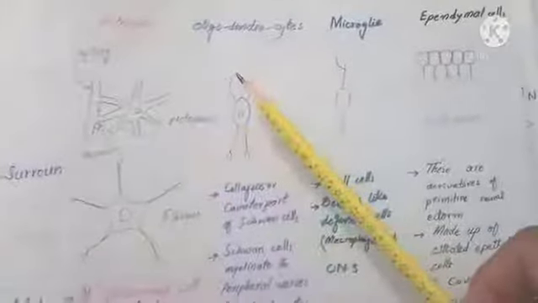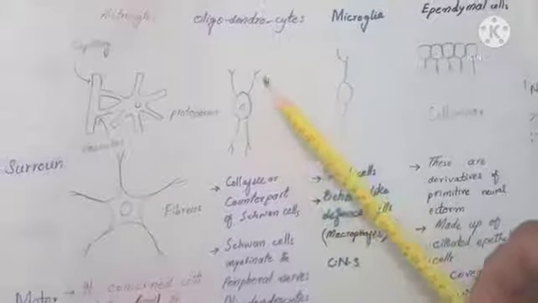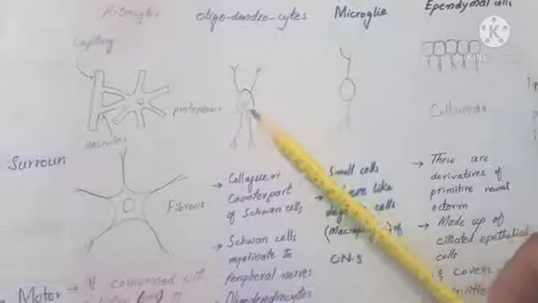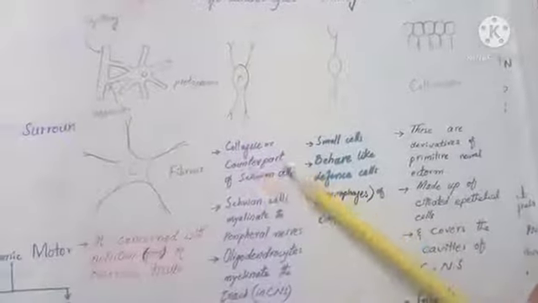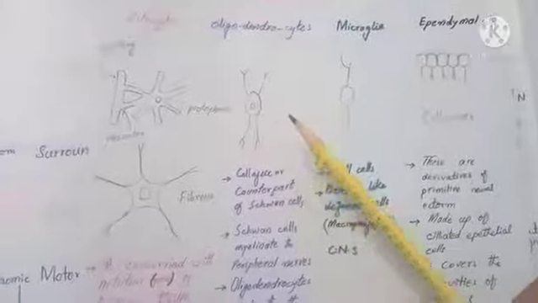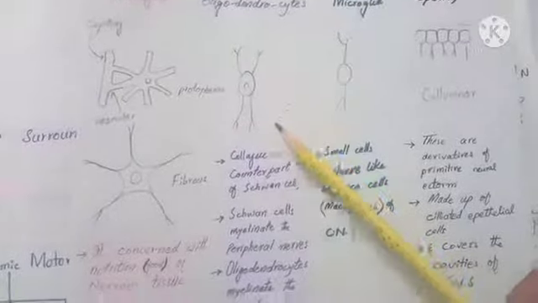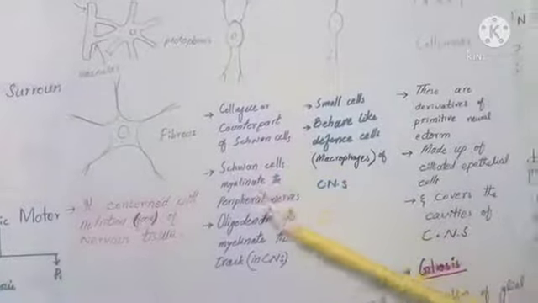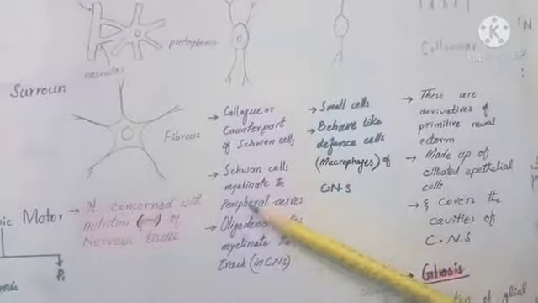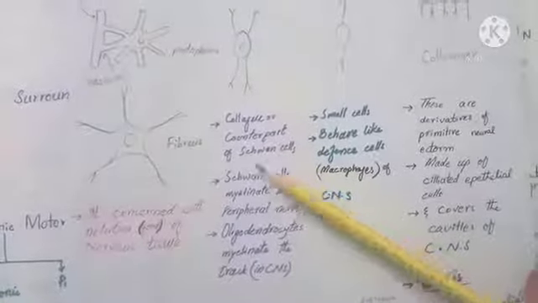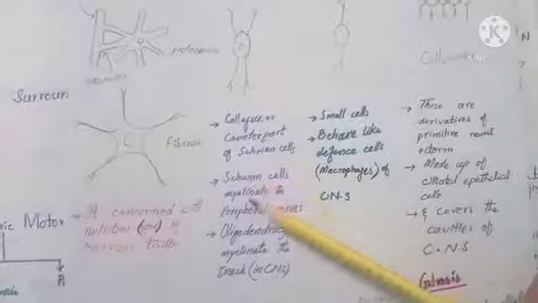The second type is oligodendrocytes. You can see it has fewer branches than this, and it has a nucleus as well as cytoplasm or protoplasm. It is the colleague of Schwann cells. Schwann cells and oligodendrocytes work the same way. The only difference is that Schwann cells are in the periphery and oligodendrocytes are in the CNS. Schwann cells myelinate the peripheral nerves. In the last video we talked about myelination.